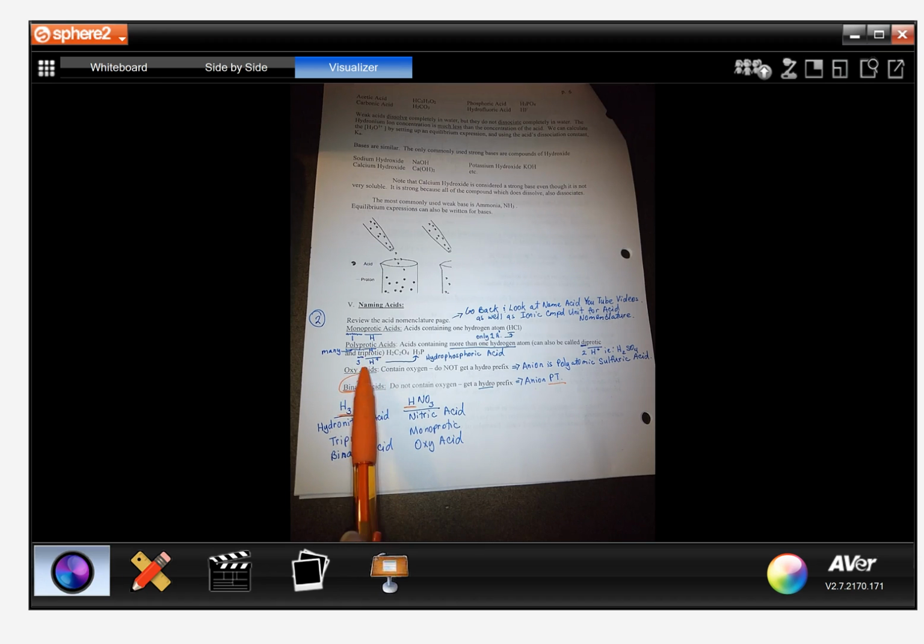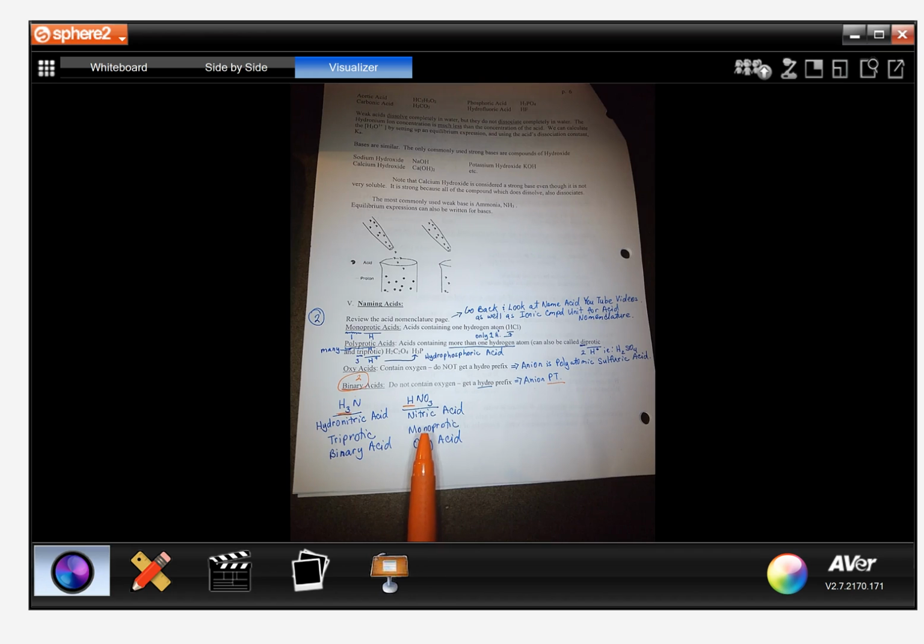Triprotic is another one. This is 3 hydrogens that are present. A good example is phosphoric acid, where 3 hydrogens are present. And all of this information, you guys, is good when we start talking about the strength of the acid, because the number of hydrogens helps determine how it dissociates in water and how many hydrogens will separate from it.